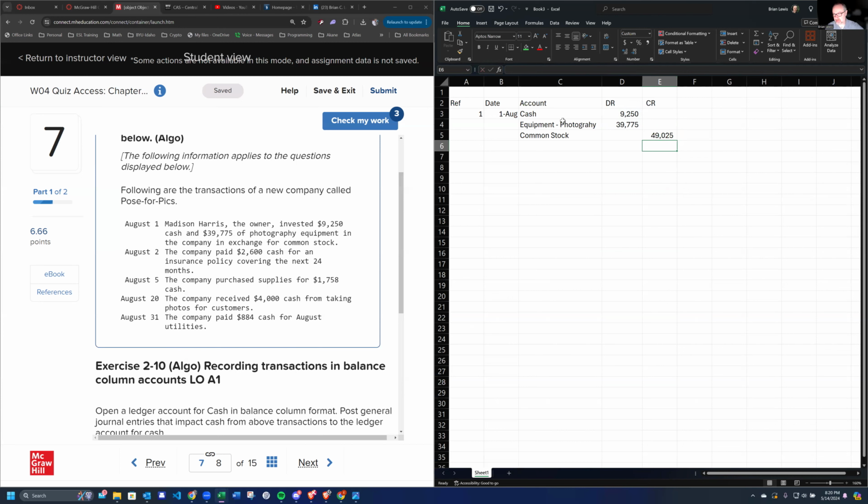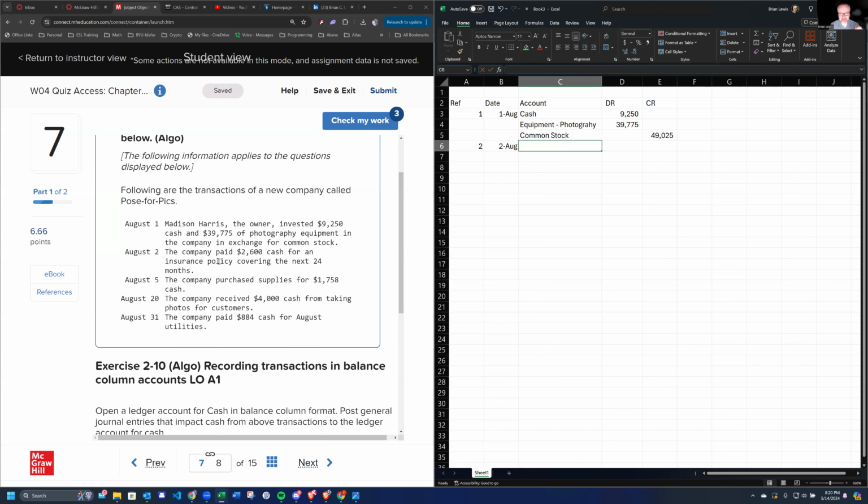Okay, the second one, let's call this number 2, and this is going to be 8/2. This one is the company paid $2,600 in cash for an insurance policy covering the next 24 months. So effectively, this is prepaid insurance because it hasn't actually been used yet. We haven't expended any time in this policy. They just paid for it.